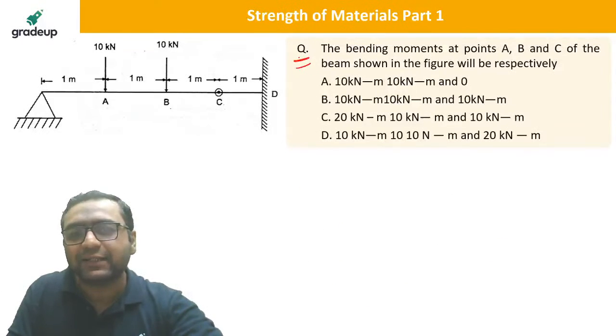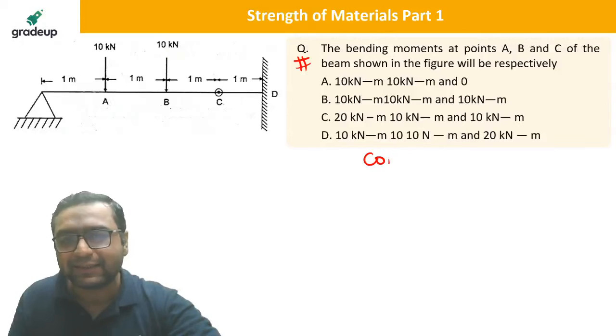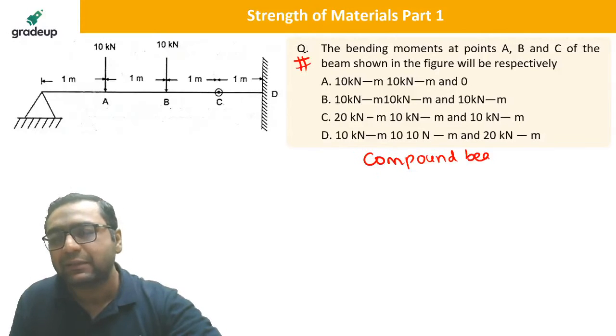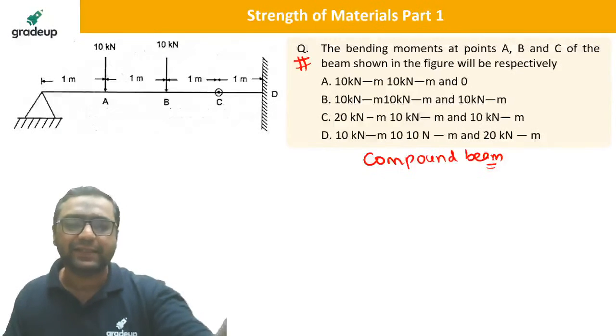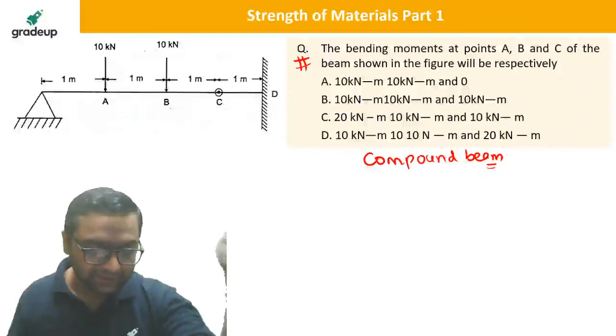This time, once again, it is a compound beam. Let us see how many of you give the correct answer for this. Compound beam means beams in series, like bars in series, shaft in series. This is beams in series.